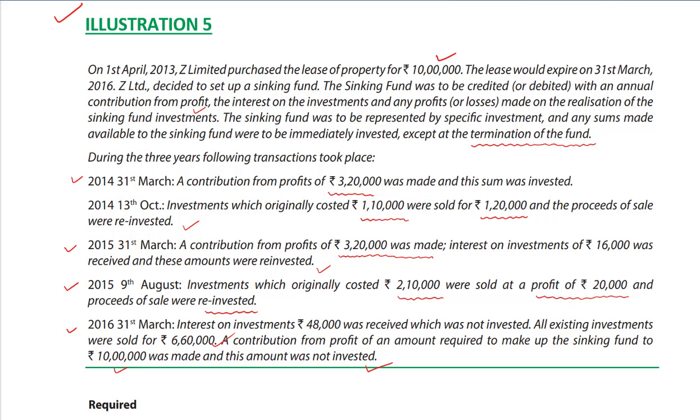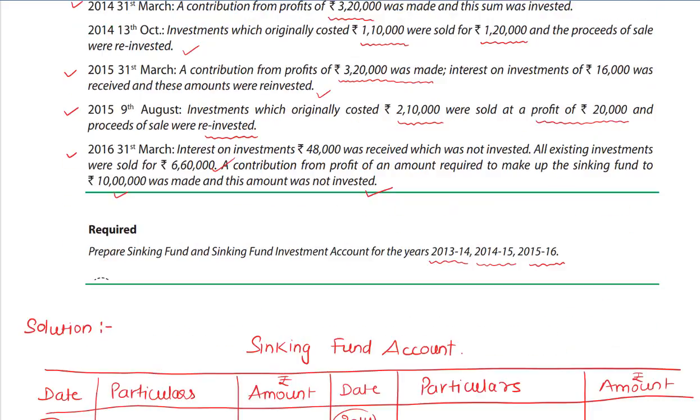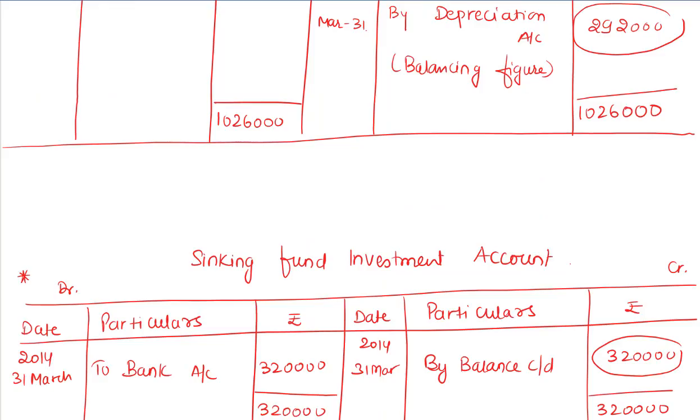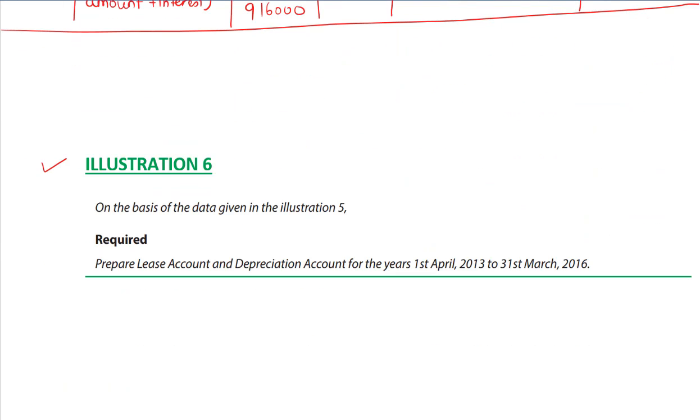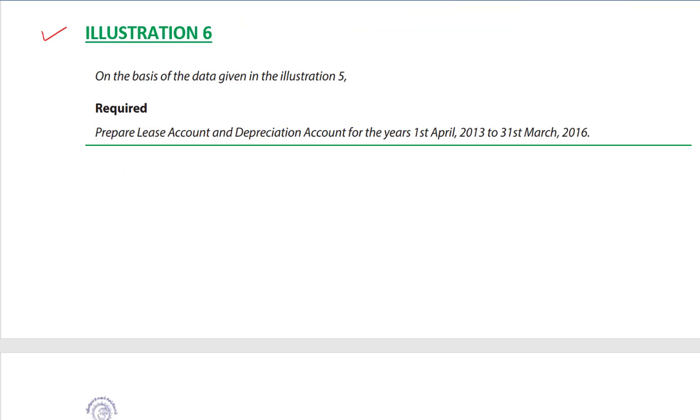All existing investments were sold for 6,60,000. A contribution from profit of an amount required to make up the sinking fund to 10 lakhs was made, and this amount was not invested. We need to prepare lease account and depreciation account. So let us prepare lease account quickly.